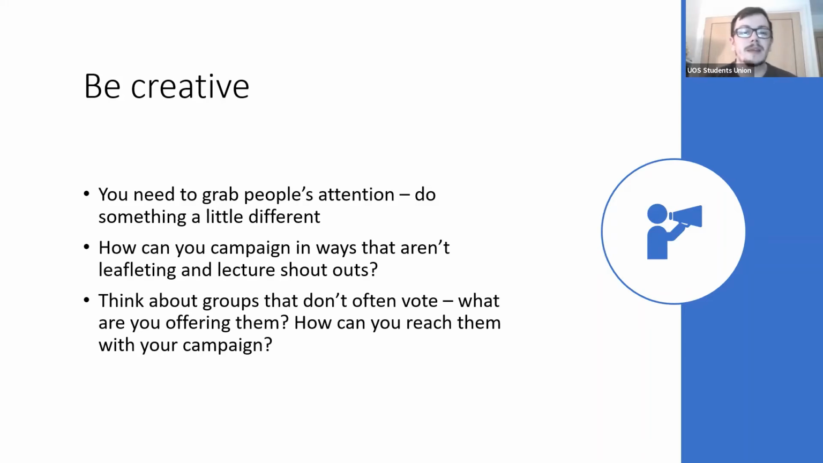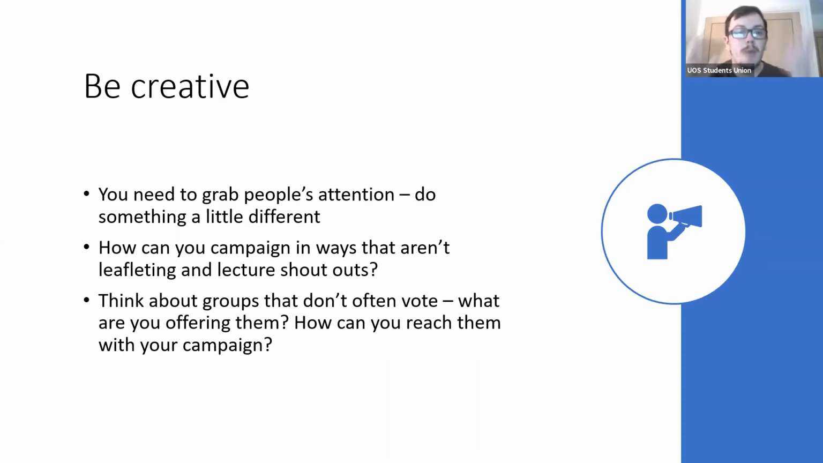I've said things that aren't lecturing and leafleting and lecture shout outs. Those I think you should definitely do, but chances are other candidates will also be doing those as well. So are there other things you can do that are a bit different to other candidates? So think about that. Think about groups that don't often vote as well. Sometimes on campuses that aren't Ipswich, we see students vote less than Ipswich students. So are there ways you can reach those students on those campuses and engage them in elections?